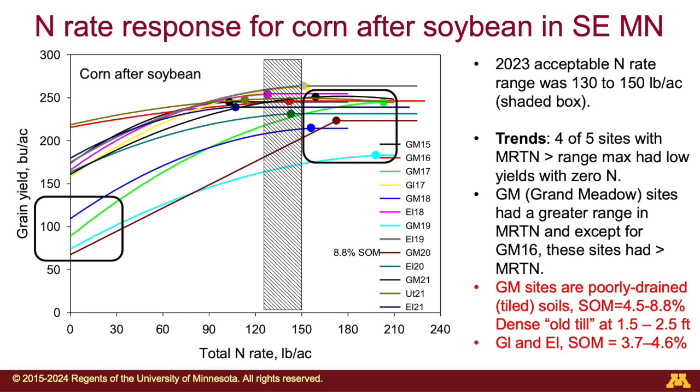These soils in Grand Meadow actually have very high organic matter, 4.5 to 8.8%. Compare that to the soils in Elgin, Green Leafton, and Utica, which are anywhere from 3.7 to 4.6%. So if you're going to adjust your nitrogen rate based on organic matter, these soils actually need more even though they have higher organic matter. And it's all driven by the potential for nitrogen loss. In this case, clearly denitrification is the loss mechanism that's driving nitrogen loss.